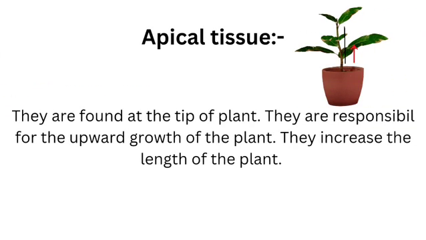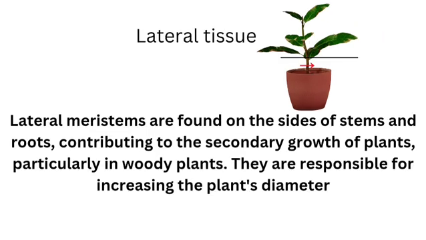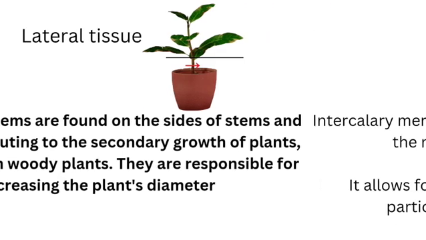Apical tissue. They are found at the tip of the plant. They are responsible for the upward growth of the plant. They increase the length of the plant. Lateral tissue. Lateral meristems are found on the sides of stems and roots, contributing to the secondary growth of plants, particularly in woody plants. They are responsible for increasing the plant's diameter.